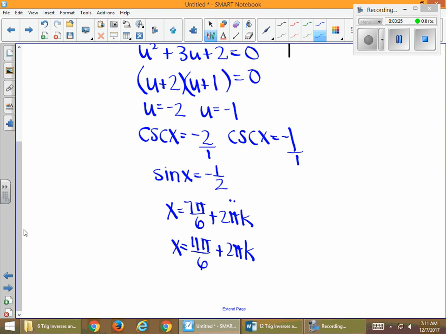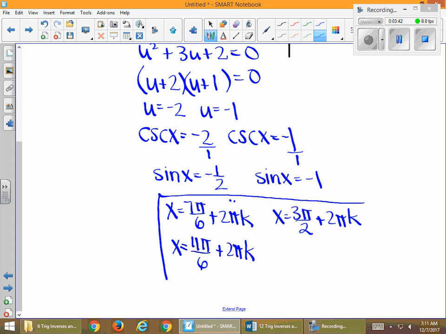And when we flip -1 over 1 to get sine, we just get -1. And sine is -1 at 3 pi over 2. Since that's the only place, again, we plus 2 pi k there. So 3 solutions for that problem.